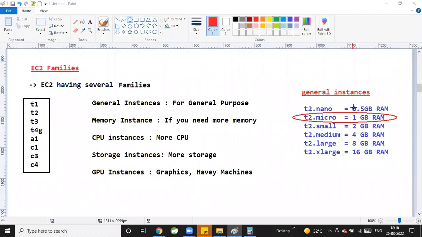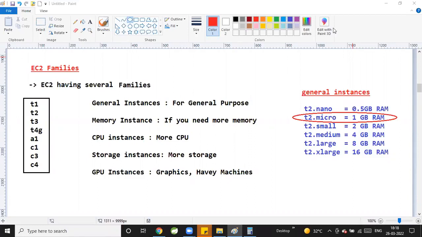What is EC2? Resizable machines. How many types of EC2 instances are available? On-demand instances, reserved instances, spot instances, and dedicated host instances. What are the instance states? Stop, start, terminate, reboot. What families are available? General purpose family, memory instances, CPU instances, storage instances, and GPU instances.